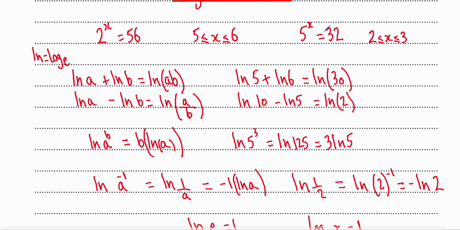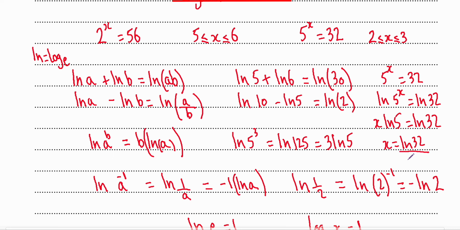Now let's do 5 to the power x equals 32. So take the natural log on both sides. So we have natural log of 5 to the power x is equal to the natural log of 32. And then again, you can bring the x in front, right? So we have x times the natural log of 5 is equal to the natural log of 32. And then x is equal to the natural log of 32 divided by the natural log of 5, which is approximately 2.15. And that makes sense because 32 is way closer to 25 than it is to 125.